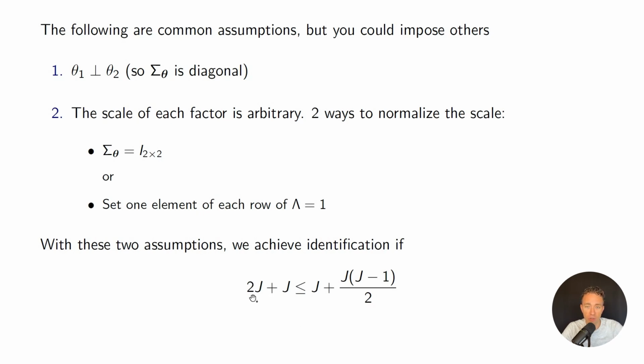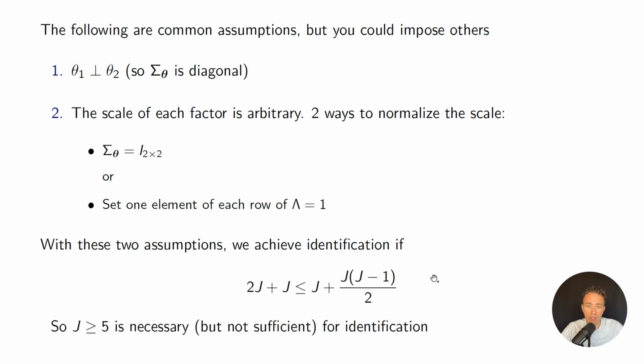I'm writing it as 2J plus J just to emphasize that we have factor loadings that we need to estimate, and we have the idiosyncratic variances that we need to estimate. So this is our identification inequality condition, and basically, in general, we need J to be more than or equal to 5 measurements. So that's necessary, but not sufficient for identification.